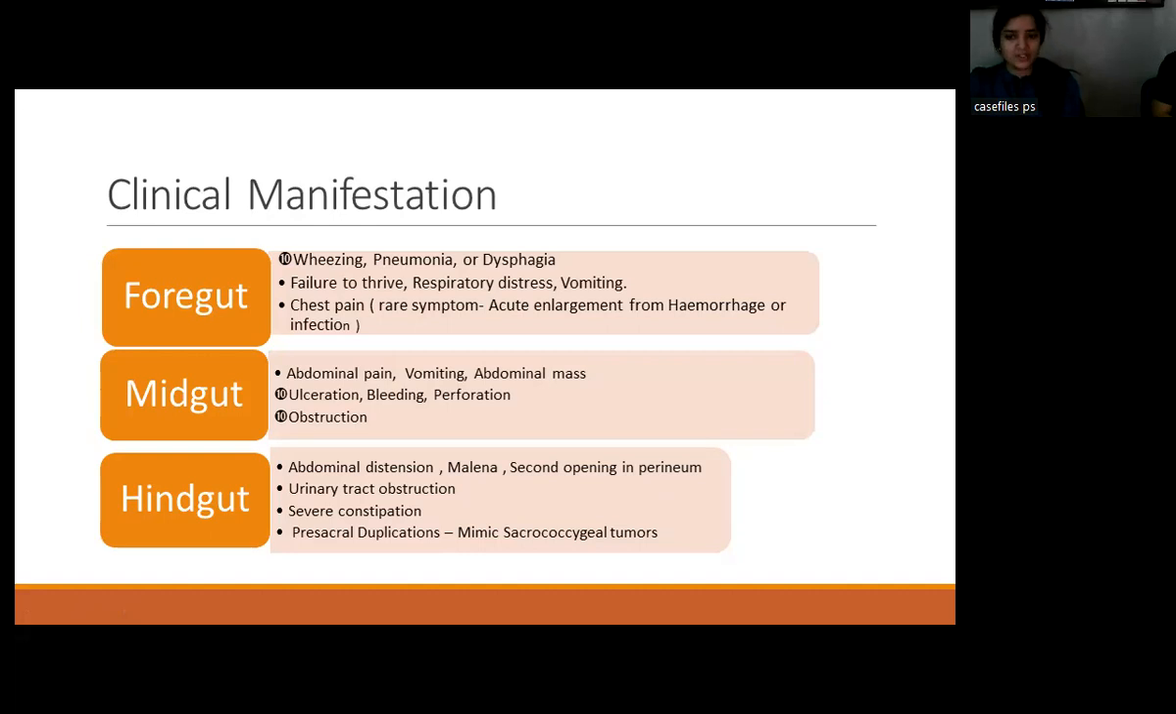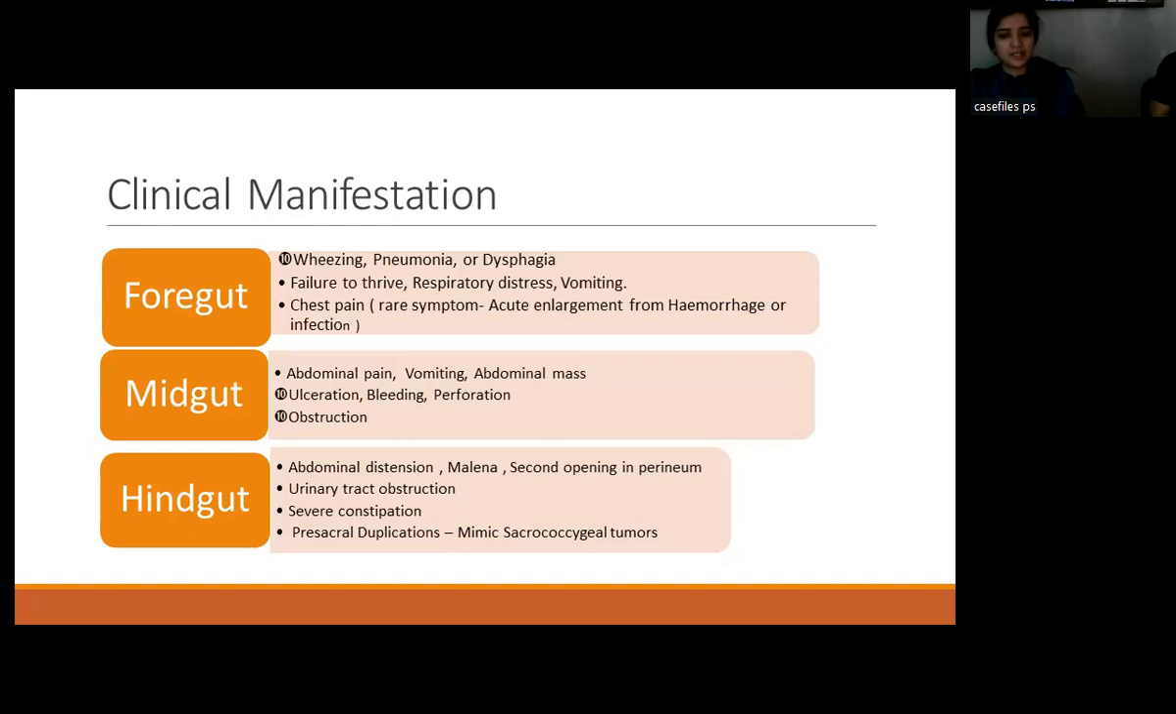Midgut duplications, which most commonly arise from the ileum, can have symptoms like abdominal pain, vomiting, and abdominal mass. If they have gastric mucosa as ectopic tissue, they can have ulceration, bleeding, and perforation. Sometimes these cystic masses can cause obstruction due to the formation of intussusception or volvulus.